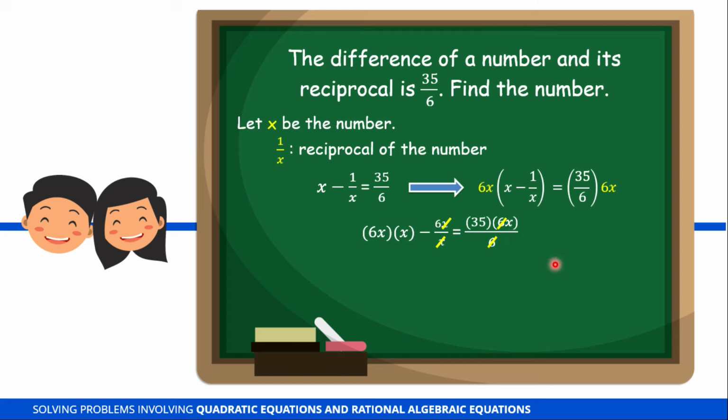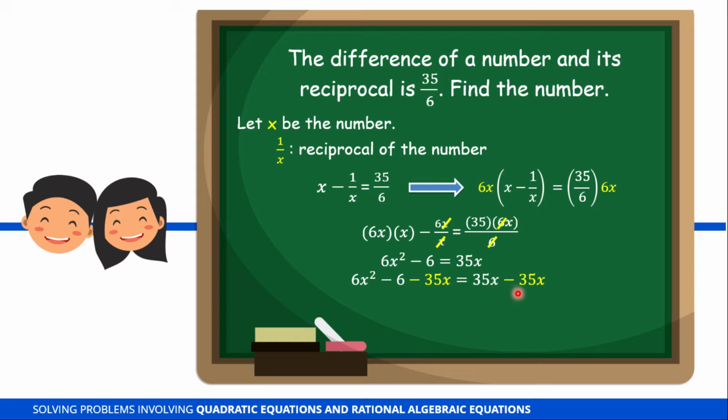Now, let's simplify. 6x times x, that is 6x squared, minus yung 6 na natira dito sa ating second term is equal to 35 times x, we have 35x. Gagawin natin 0 itong nasa kabilang side ng ating equation. Let's add negative 35x to both sides of our equation.